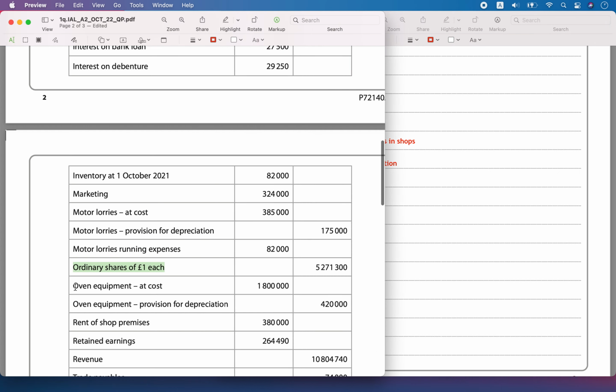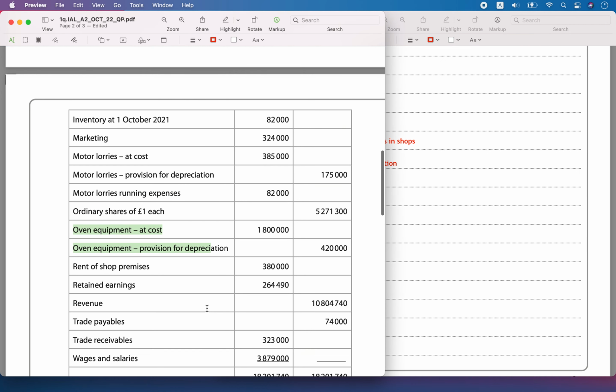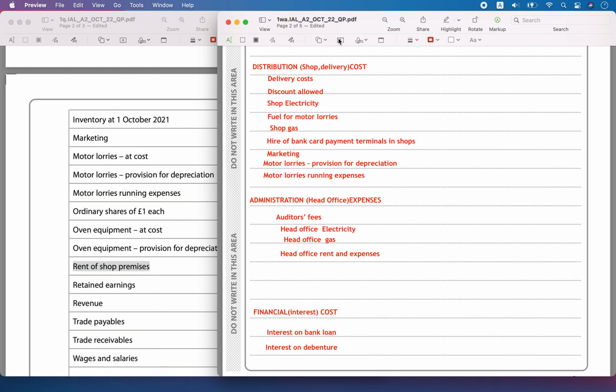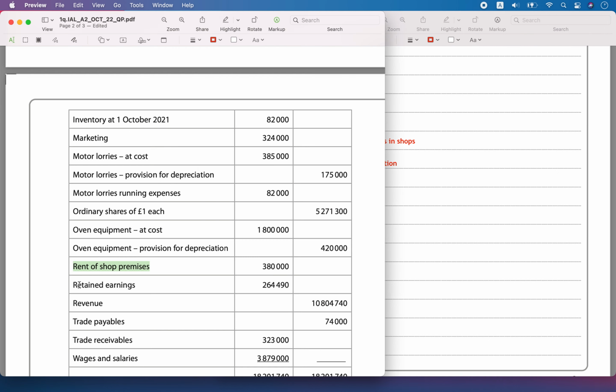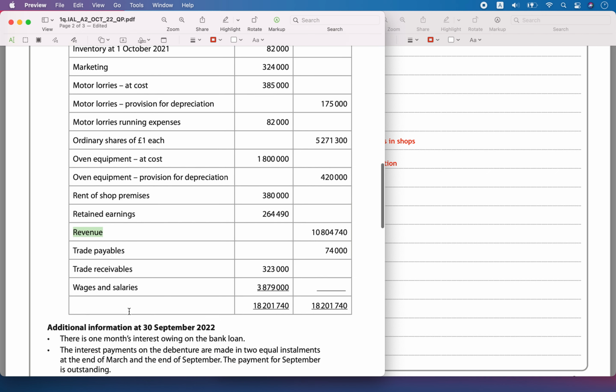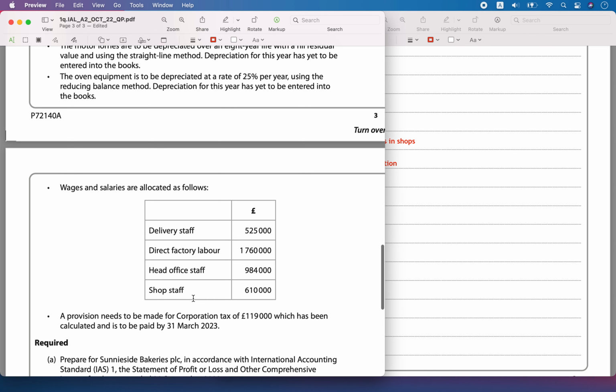Then ordinary shares will not come. Oven equipment is used in the factories. Then rent of shop premises is also going to appear in the distribution cost. Then you have retained earnings, it's not going to come. Revenue we have to include here. Trade payables, trade receivables, wages and salaries, we don't know wages and salaries.